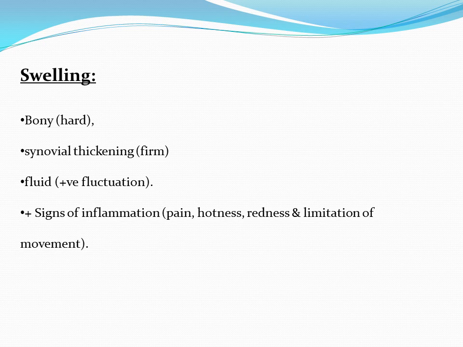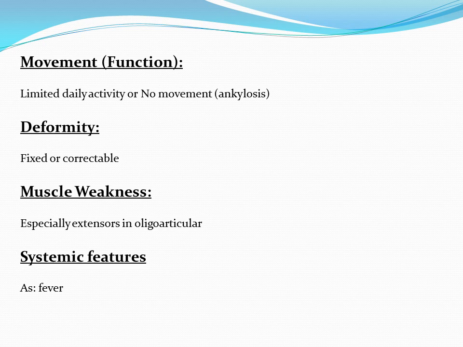And we should pay attention to the signs of inflammation such as pain, hotness, redness, and limitation of movement. Also, in the present history, we can ask leading questions of the patient, such as asking about the movement, whether it's limited or not, the deformity, whether it's fixed or correctable. We can also ask about muscle weakness, especially in the extensors in cases of oligoarticular JIA. We should also ask about systemic features such as fever, fatigue, or malaise.